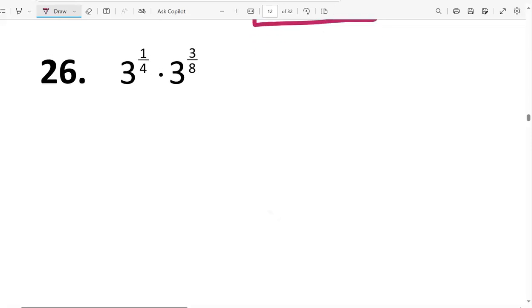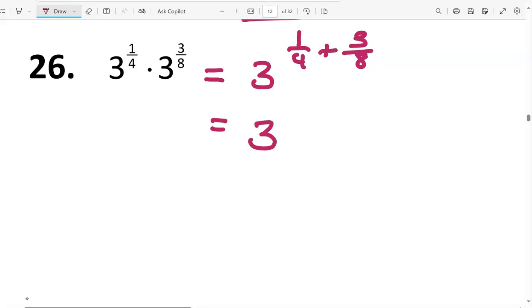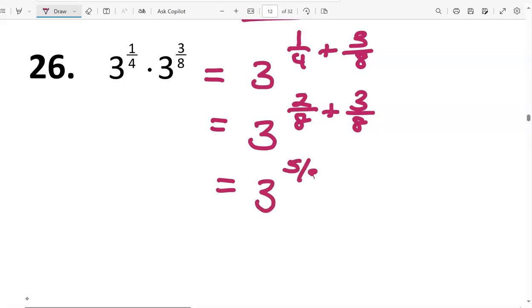In 26, 3 to the 1/4 times 3 to the 3/8 is 3 to the 1/4 plus 3/8. And 1/4 and 3/8 need to have a common denominator before they can be added. 1/4 can be rewritten as 2/8. 2/8 plus 3/8 is 5/8.